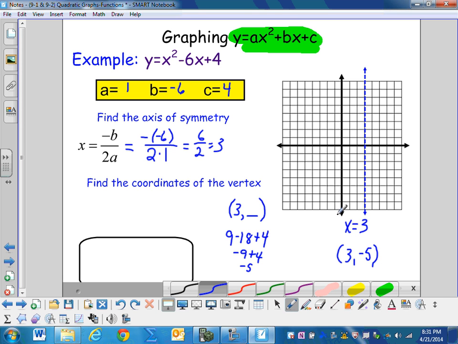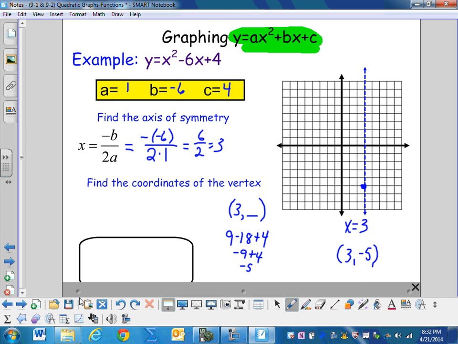So if I were to plot that, it would be right about there. And that's my vertex. So that's why we find the line of symmetry, because that makes it easier to find the vertex.